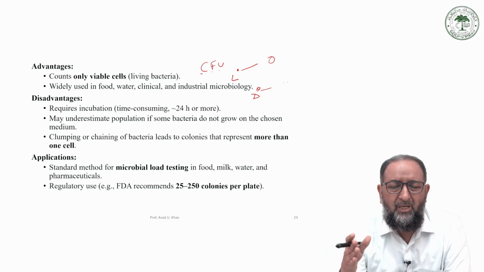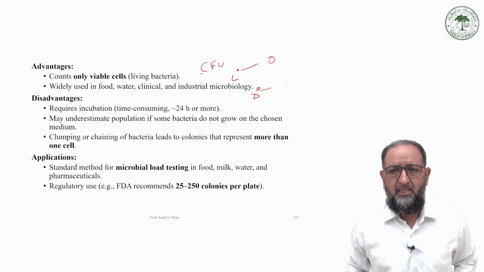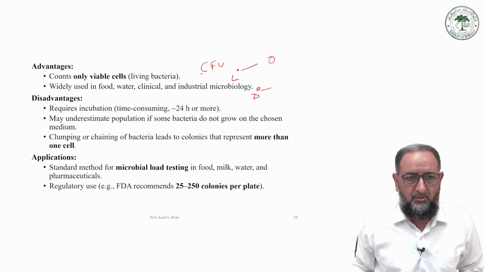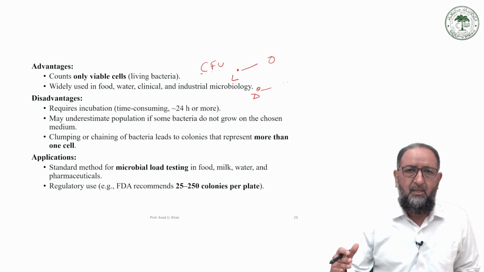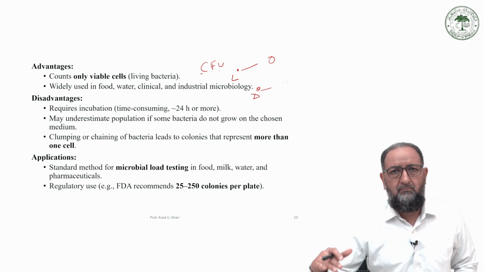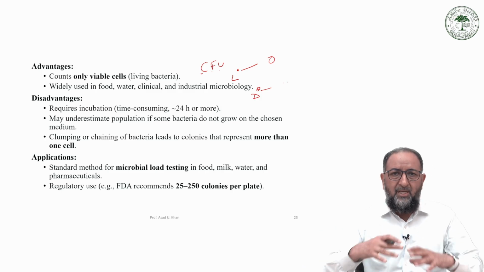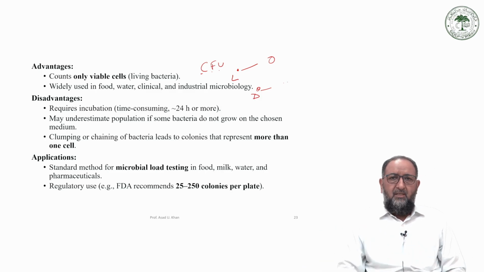So in that case you may have some difficulty in calculating the colonies. So it may underestimate certain bacteria. They can underestimate one type of bacteria, then another type of bacteria. So in a mixed population, right, calculating the whole population is sometimes lost.